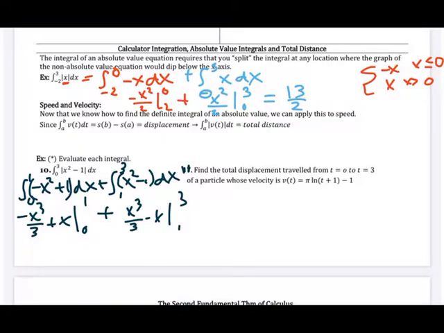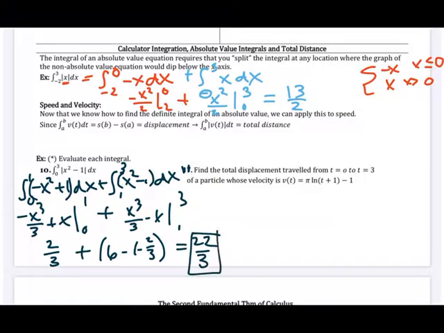The nice thing here is if I plug in 0, I'm going to end up with just negative 1/3 plus 1, which is 2/3. Plus, if I plug in 3 here, I'm going to get 27 divided by 3, 9. Minus 3 is 6. And if I plug in 1, I'm going to get 1/3 minus 1, negative 2/3. And then if I combined this all into just one fractional answer, that's going to give me 22 over 3.